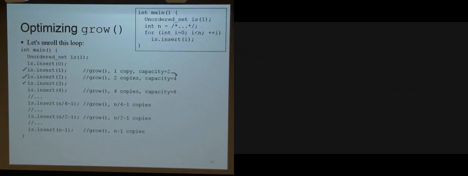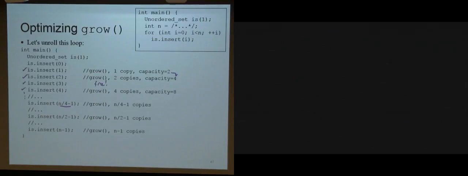So that means I get this one for free. Or rather, I paid for it up front. I paid for it last time. So then when I insert 4, I make 4 copies, but I double my capacity, and now it's 8. So now I'm good all the way up until insert of n over 4 minus 1.